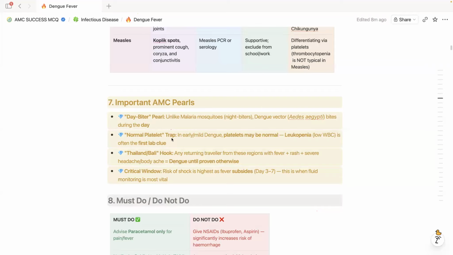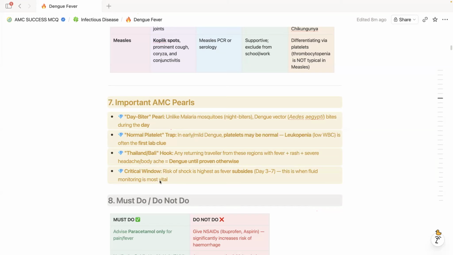Normal platelet trap. Remember, in early or mild dengue, the platelet count can be normal. Leukopenia, a lower WBC, is often the first lab clue. The Thailand or Bali clue: any returning traveler from this region with fever, rash, severe headache and body ache, think about dengue until proven otherwise.